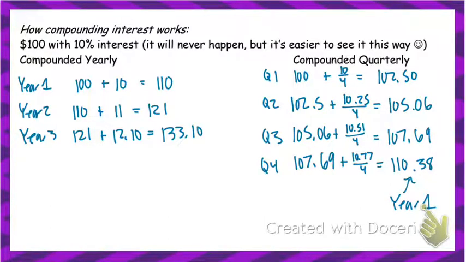So if you notice, it's compounded more frequently, you're getting that extra 38 cents. And I know it doesn't seem like a lot, but if you have a pretty high interest rate and a lot of money, it really can make a pretty good difference over this certain period of time.